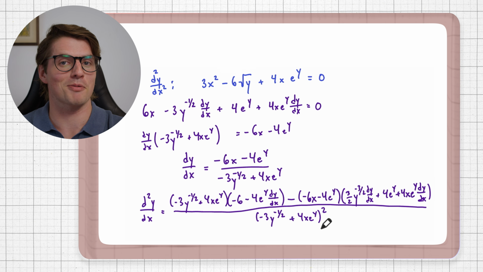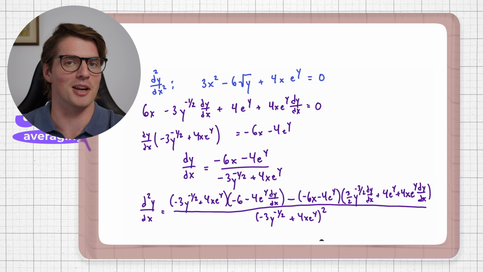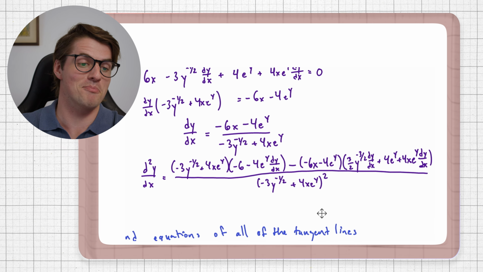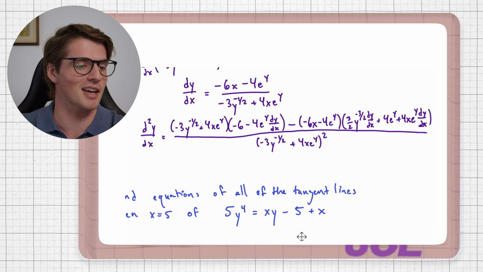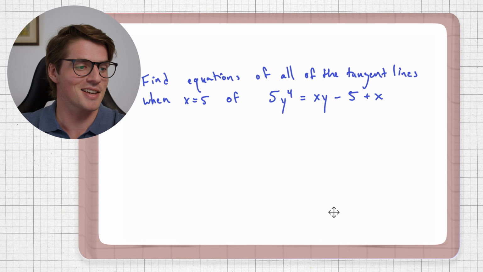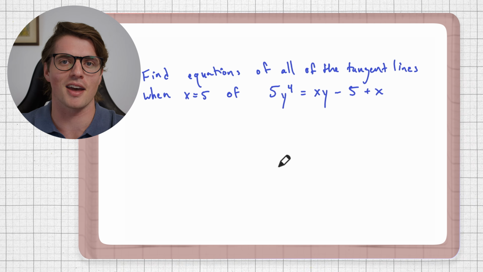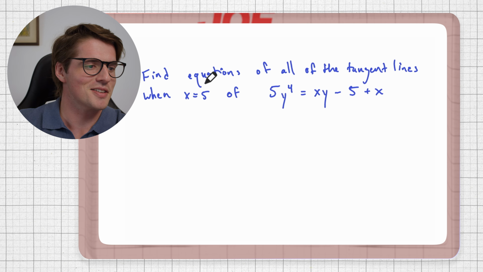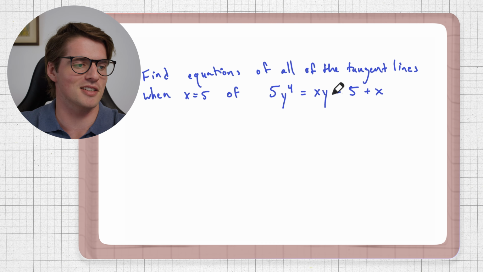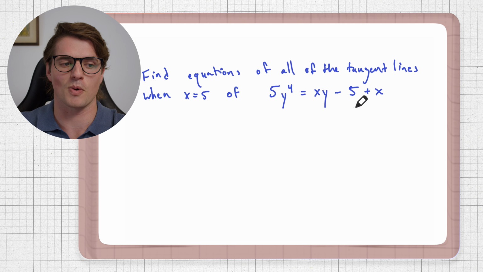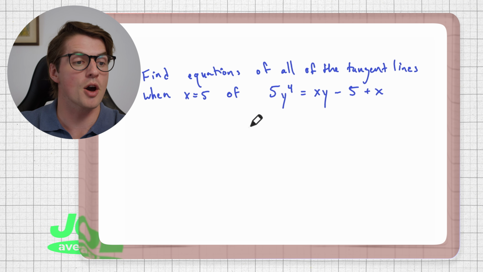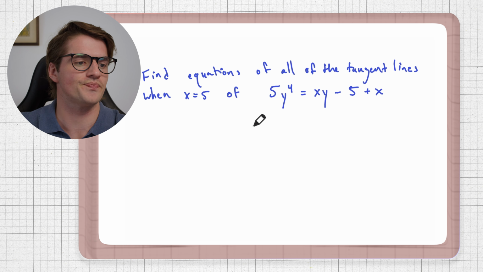Okay, I write these problems and sometimes I don't think a whole lot about them before I write them, but it was still doable and it got done. Let's try something that'll hopefully be a little bit easier. Find all equations of the tangent lines when x equals 5 of 5y to the 4th equals xy minus 5 plus x. Okay, tangent lines.